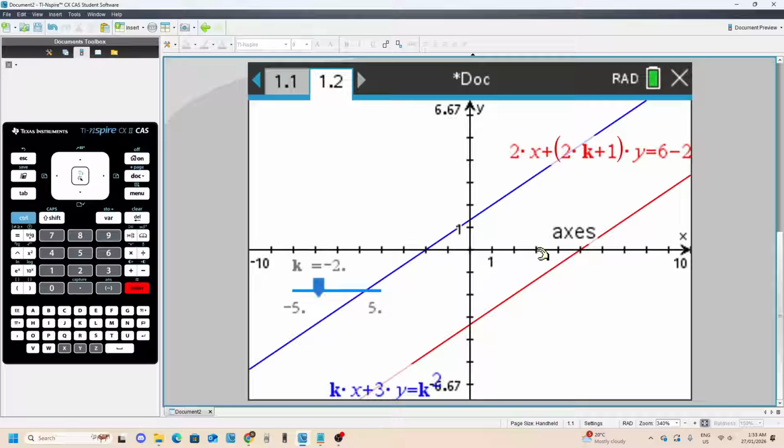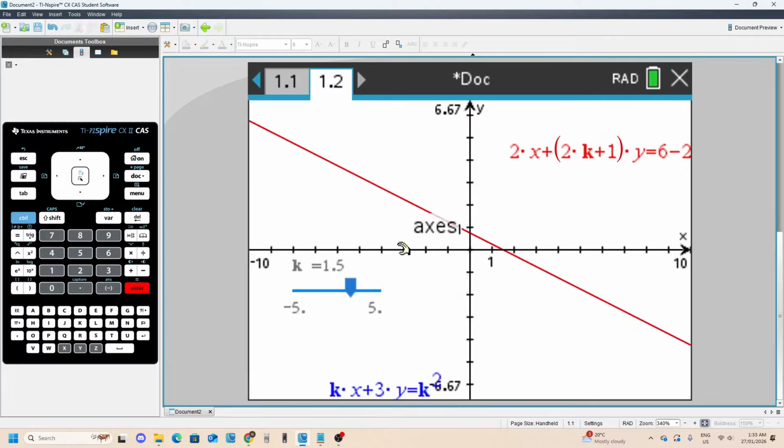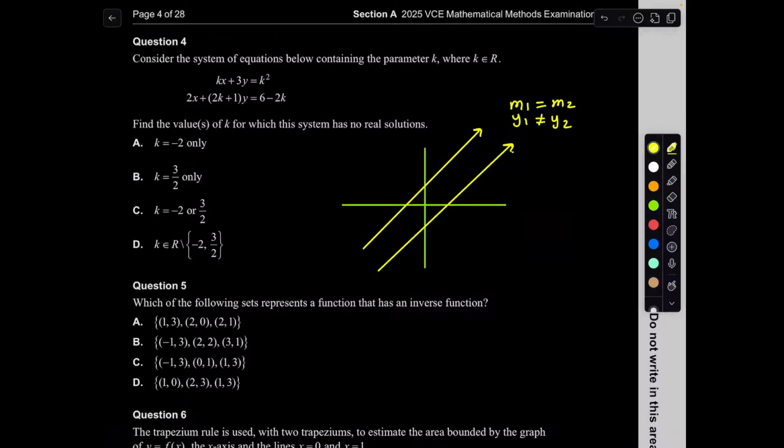So let's double check the next one. For answer B, it says k equals 3/2 only. Let's check that. Absolutely rubbish. As you can see, they're actually intersecting, they have the same gradient and they're on top of each other, basically the same gradient and the same y value. And no, it's not just k equals 3/2 only. K equals -2, which was the first answer, actually also worked. So B is absolutely rubbish, and this here we would consider as infinite solutions, not no real solution. Can you see how they're infinitely intersecting? So you should know B is rubbish. Put that in the bin. So let me just cross that out.